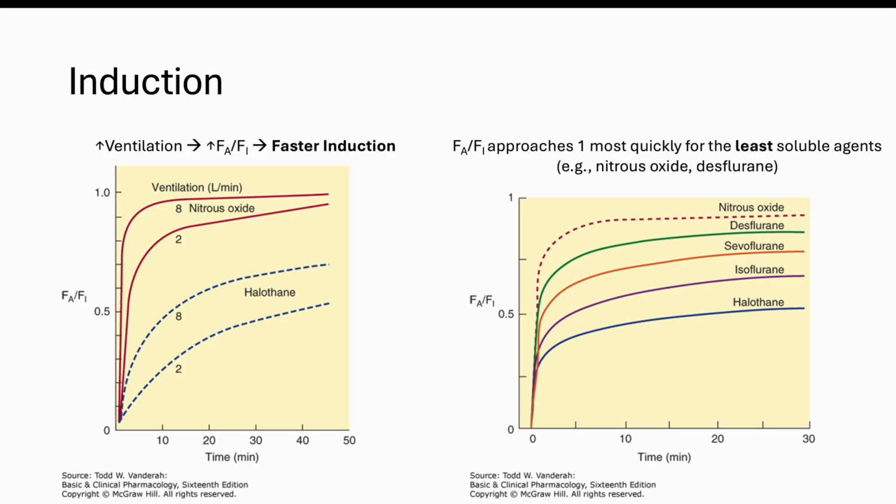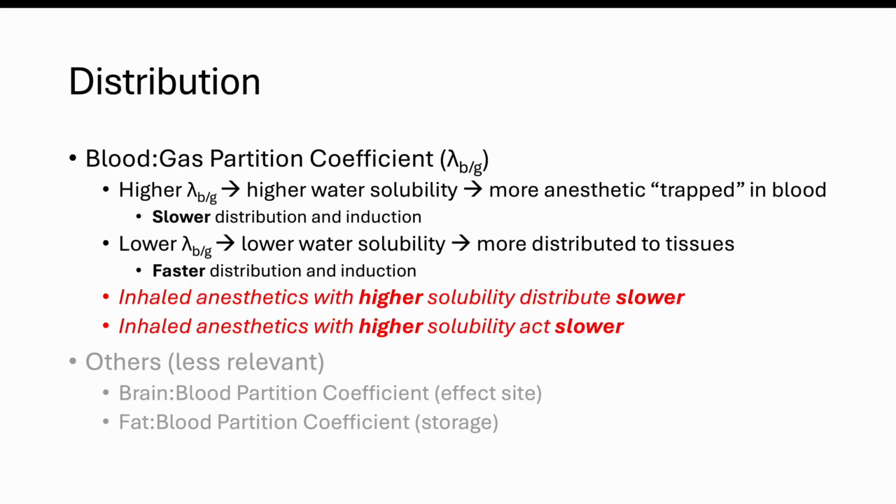In the first graph, we see that higher ventilation rates increase the relative fraction of alveolar anesthetic concentration, leading to faster induction. In the second graph, we see a comparison of the FA over FI ratio across a few inhaled anesthetics. The least soluble agents equilibrate between alveolar and inspired concentrations more quickly, reflecting faster induction.